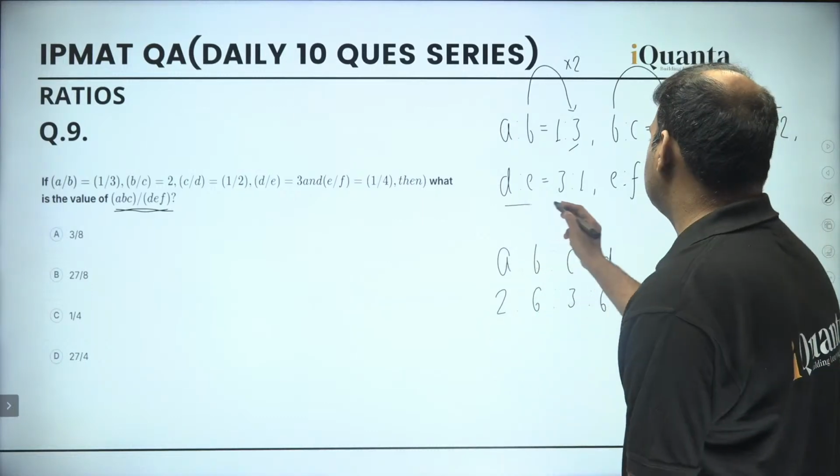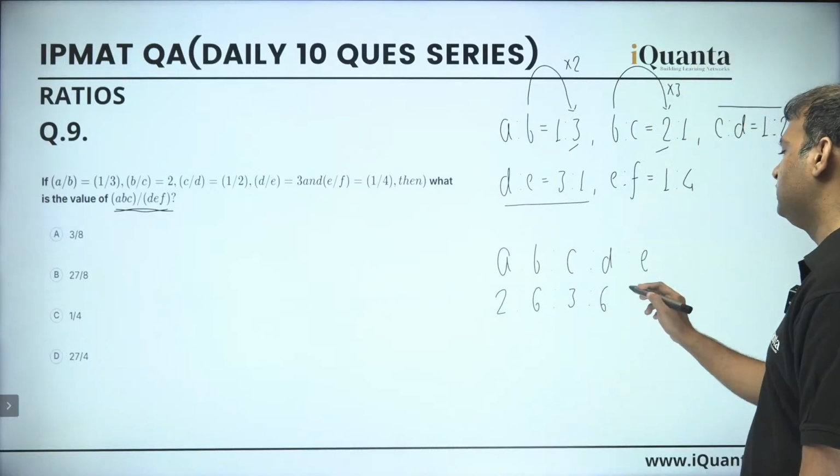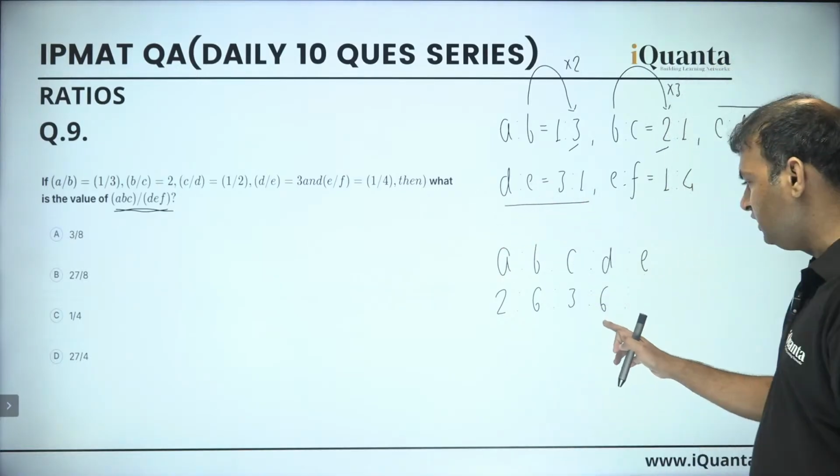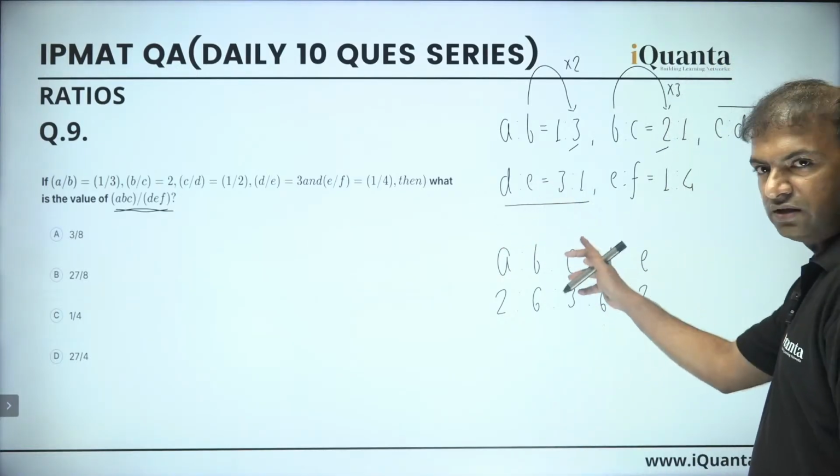Now, D is to E is 3 is to 1. That is also easy for us now. Since D is to E is 3 is to 1, and if D is 6, then E should be 2, by using this ratio.